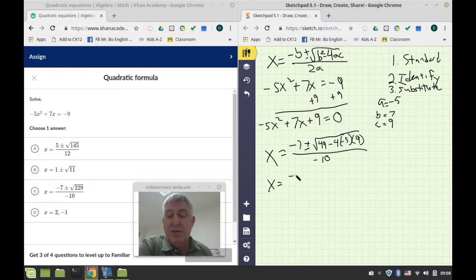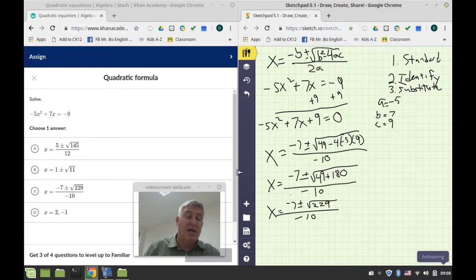X is equal to negative 7 plus or minus the square root of 49, and I got a negative and a negative here, plus 180, all over negative 10. So my answer here is negative 7 plus or minus the square root of 229 all over negative 10. And there it is right there.